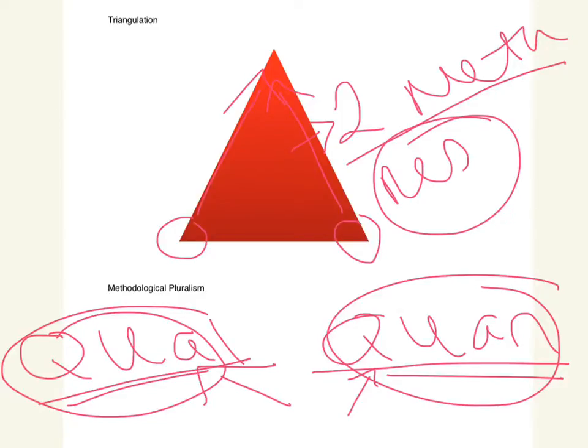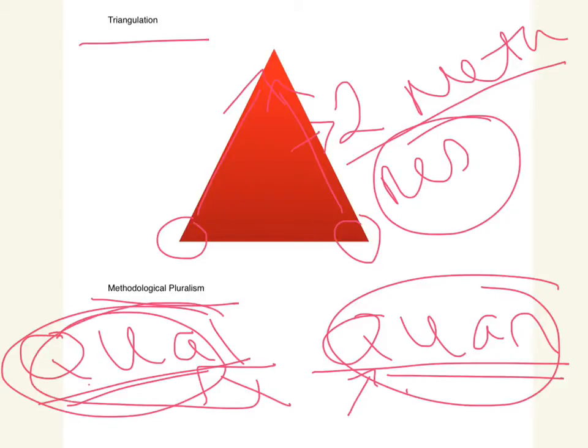Another key thing is with triangulation, you can have two methods, one of which being qualitative and one of which being quantitative. So that would mean that it's both triangulation and methodological pluralism. So the only difference is if it's qualitative and quantitative, it's definitely methodological pluralism and it's also triangulation.